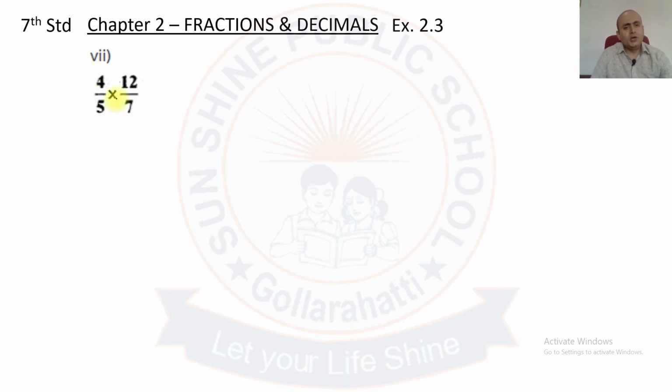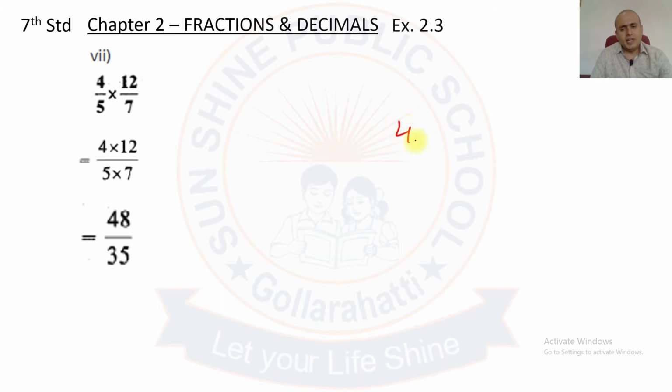4 by 5 into 12 by 7. So you should multiply 4 into 12 by 5 into 7. That is 4 12s are 48 and 5 7s are 35. And we cannot simplify this in a single table. And this is an improper fraction. So we should convert it into a mixed fraction and write it.